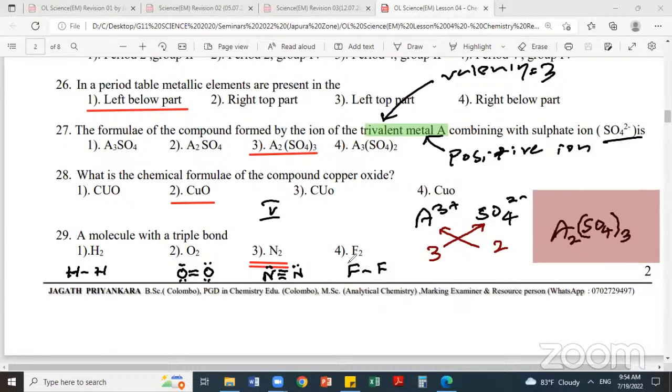And all these are diatomic molecules, but they have different numbers of bonds. Out of these, the strongest bond is the triple bond, in nitrogen.